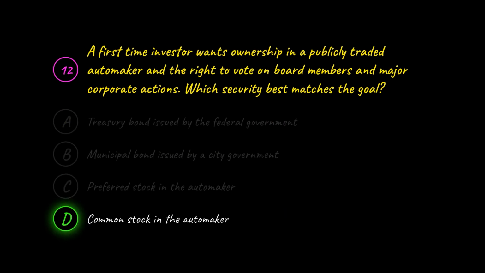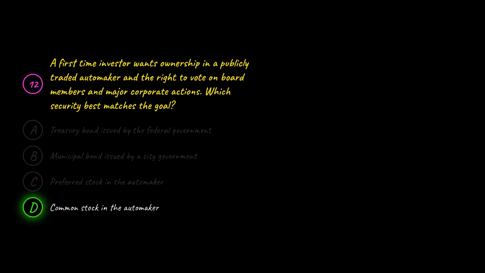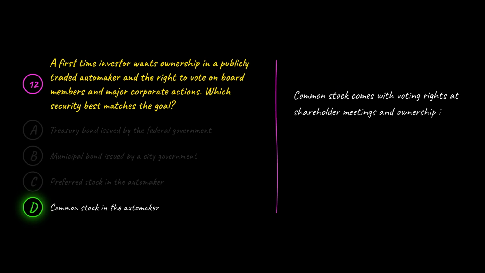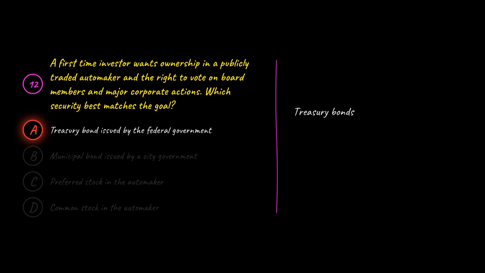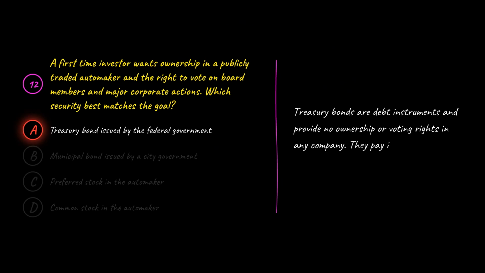The correct answer is D. Common stock in the automaker. D is correct because common stock comes with voting rights at shareholder meetings and ownership in the issuing company. An investor who wants to vote on board members must hold common stock rather than preferred stock or bonds. A is wrong because treasury bonds are debt instruments and provide no ownership or voting rights in any company. They pay interest rather than represent equity.